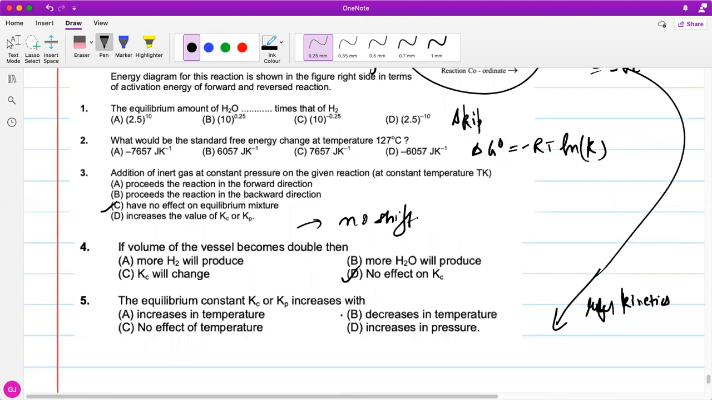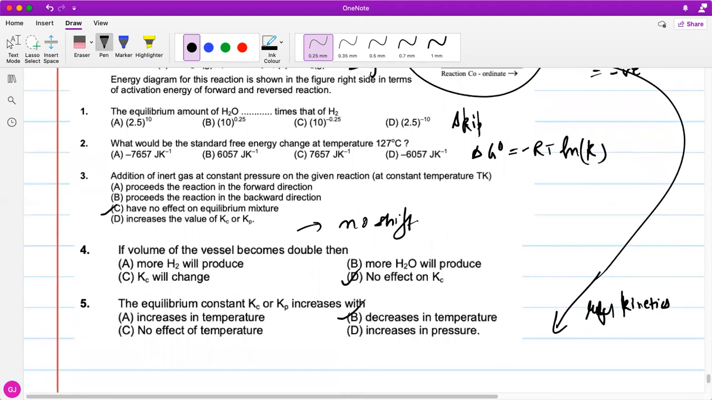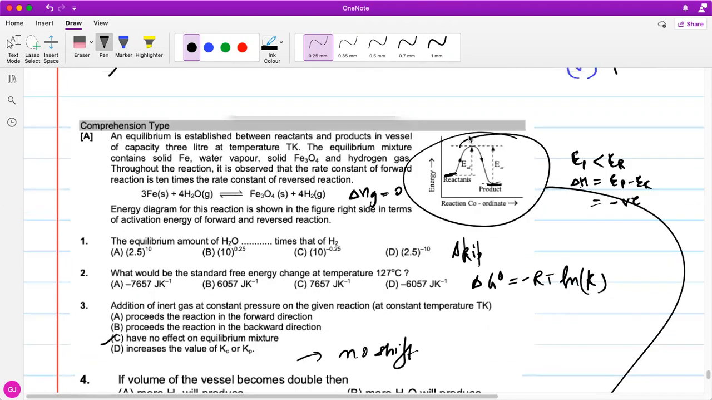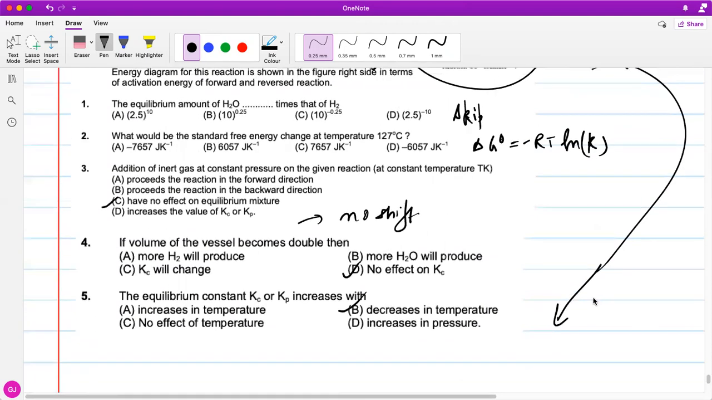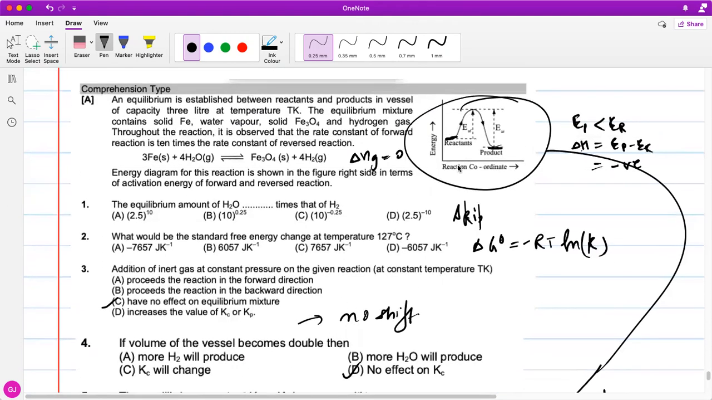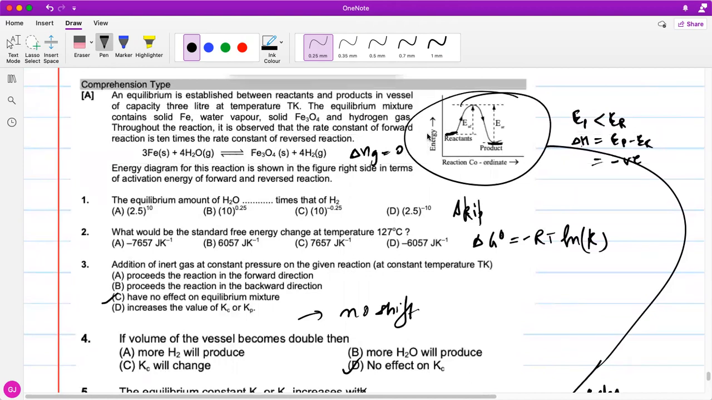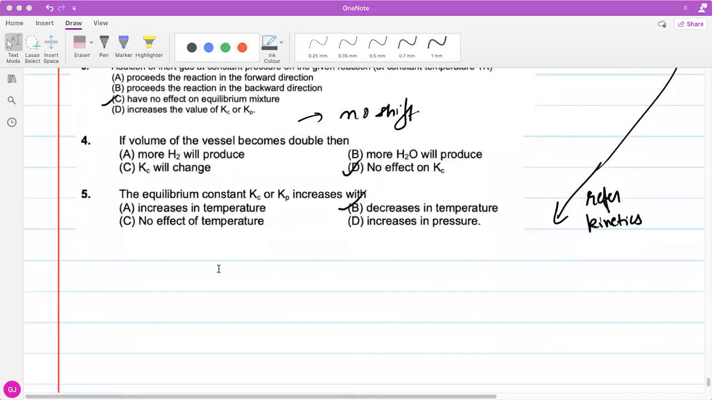So with decrease in temperature, the Kc and Kp value will increase. Right? We would have answered this by looking at the diagram. Although we will look at this diagram, we have not done this in notes in lectures, but we'll look at this diagram in chemical kinetics chapter though. Right? So you will have an understanding of what this all mean, reaction coordinate on the x-axis, energy on the y-axis. Okay. Talking about the next comprehension.